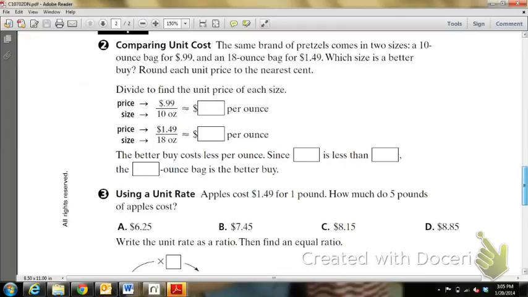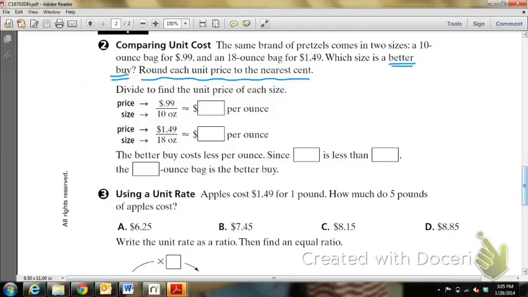This is a type of question that shows up a lot. Okay? I like to call these the better buy questions. The same brand of pretzels comes in 2 sizes, a 10-ounce bag for 99 cents and an 18-ounce bag for $1.49. Which size is a better buy? Now, in order to answer these, it says round each unit price to the nearest cent. If these don't divide evenly, don't sit there and divide a 10-digit answer. We're talking about money. So just round it after 2 places, go a third, and round it to 2.